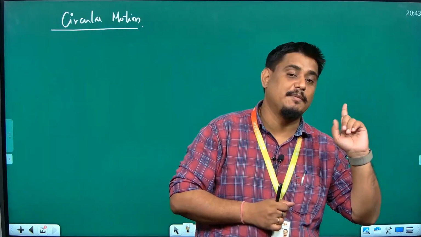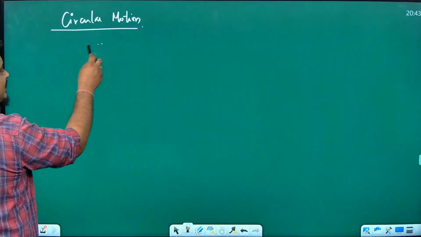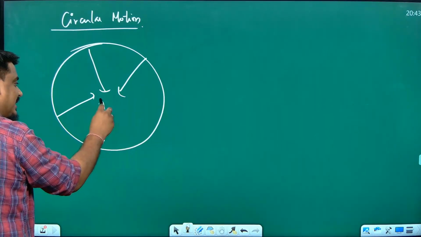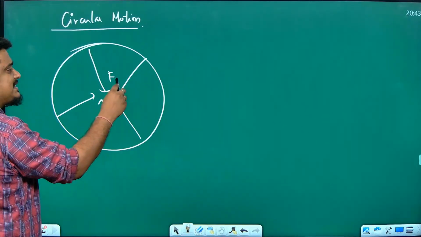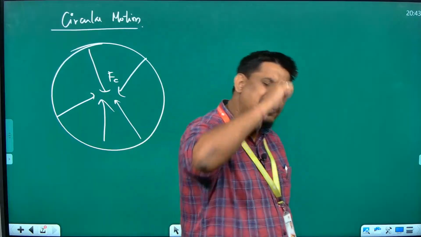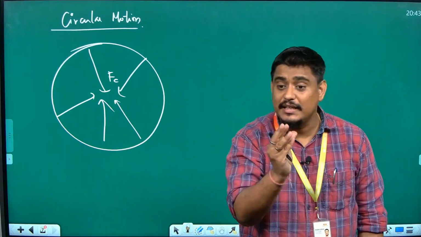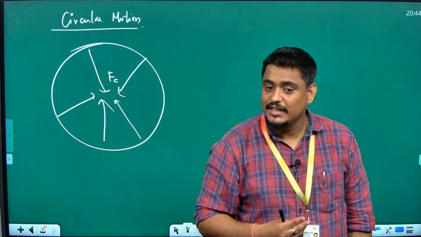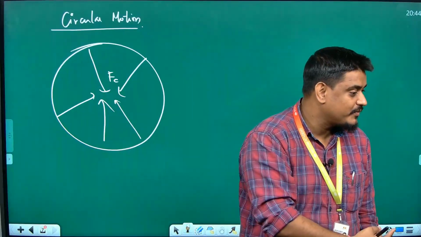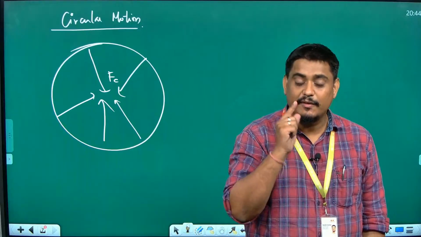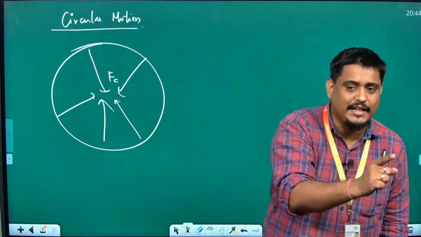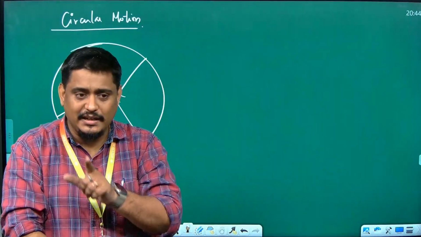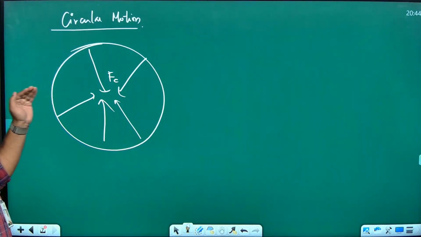Remember that whenever an object is moving in a circular path, there is a force acting towards its center. This force is called centripetal force. Any object, even the earth moving around the sun, even the electron moving around the nucleus, even you moving around a building, everywhere there will be a centripetal force acting, which always acts towards the center of the circle. And this force will pull the object towards the center.